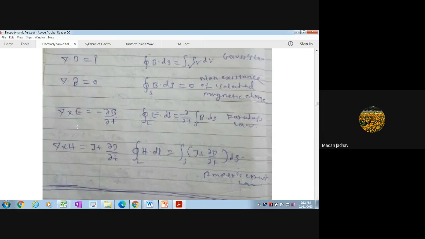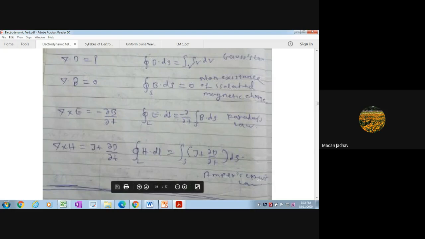But for the dynamic field, curl of E is equal to minus ∂B/∂t. This is the difference. And for the static field, curl of H is equal to only J, but for the time varying field, curl of H is equal to J plus ∂D/∂t.